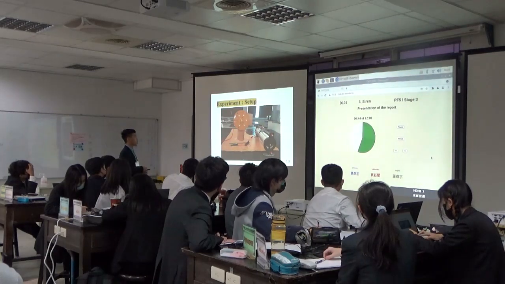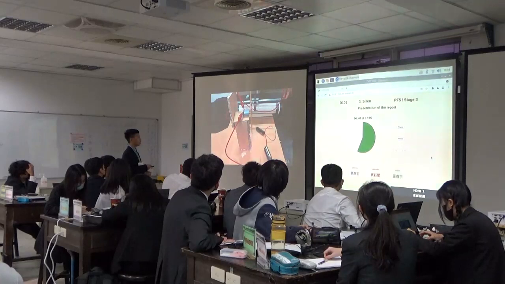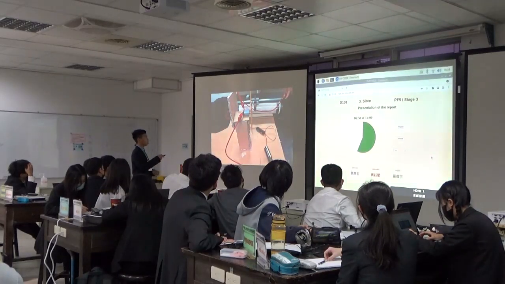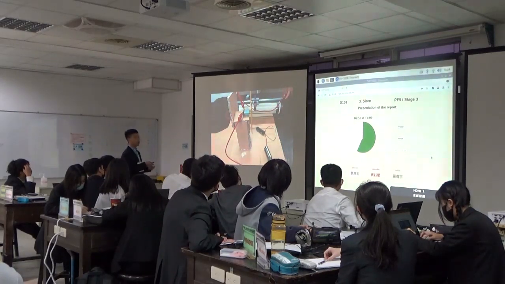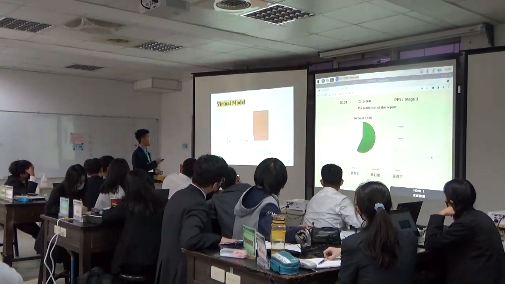So this is our experiment setup, and in other slides there is a motor and a variable resistance in order to change the rotational speed of the disk.